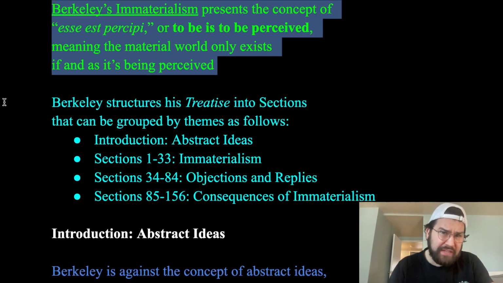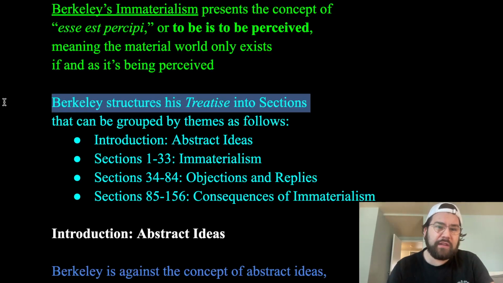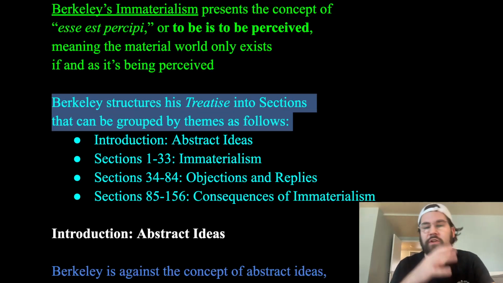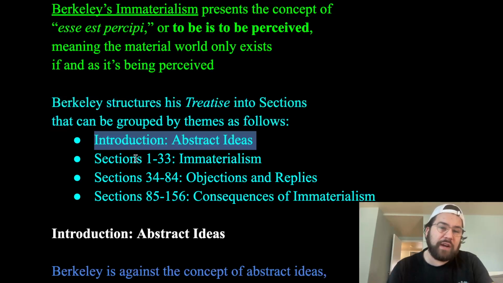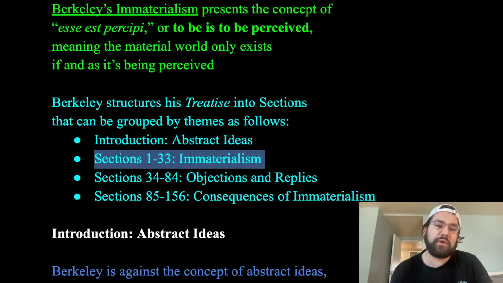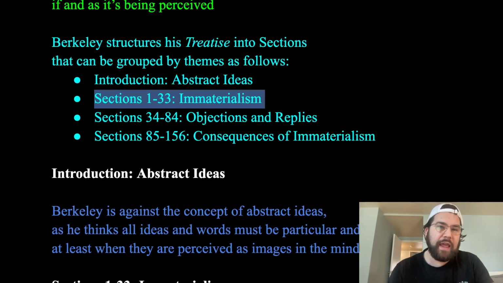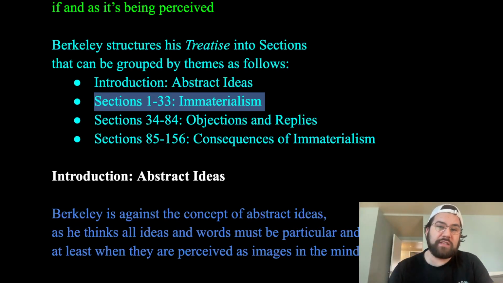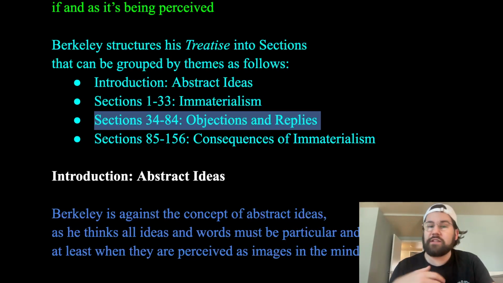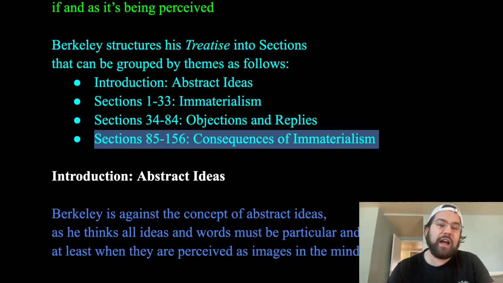And if we actually break down the treatise, he does chunk it into sections, and we can take large groupings of those sections and organize them thematically. So he does start with an introduction on abstract ideas. That's in response to Locke directly. He then moves into sections 1 through 33, where he focuses on building out his immaterialism. In this easy explanation, we're really going to focus on those and how he continues to advance them through his objections and replies. He does come up with his own objections, and he replies to them himself. And the consequences of immaterialism.